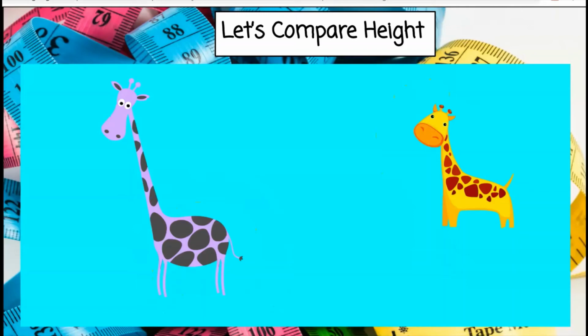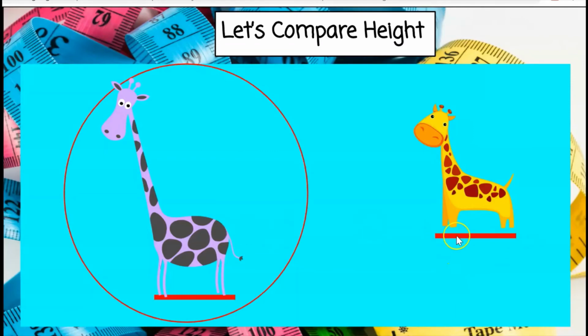All right, let's look at these two different colored giraffes. Your teacher's going to pause the video and you are going to find the giraffe that is taller. Which giraffe is taller? Let's put our endpoints, and we notice our endpoints are not the same. So even if we scooted this giraffe down, we can still see that the purple giraffe is taller than the yellow giraffe. The purple giraffe is taller than the orange giraffe.